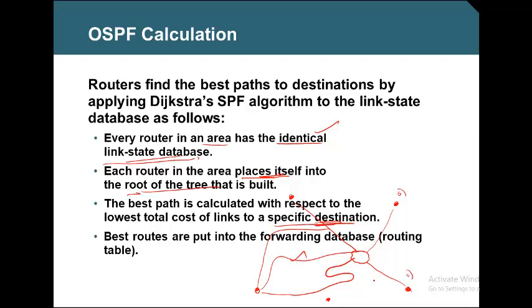Likewise, though every router has a common map, the best path is calculated with respect to the low cost path link to the specific destination from the router where we are routed. And then the best route is kept in the routing table. To calculate the shortest path first, the low cost path, for that only we use SPF.